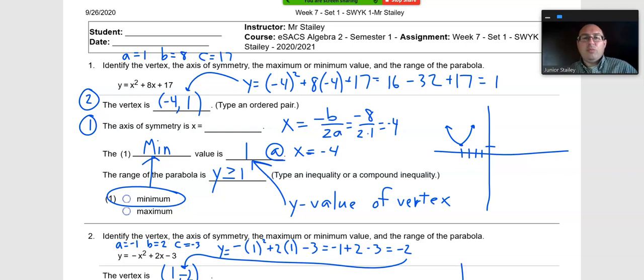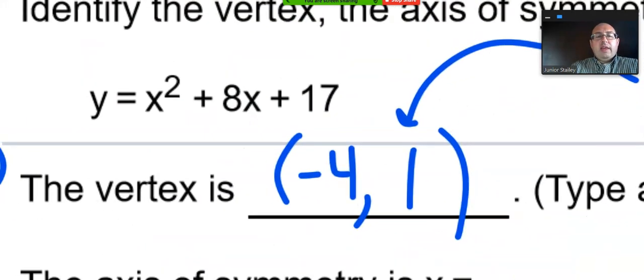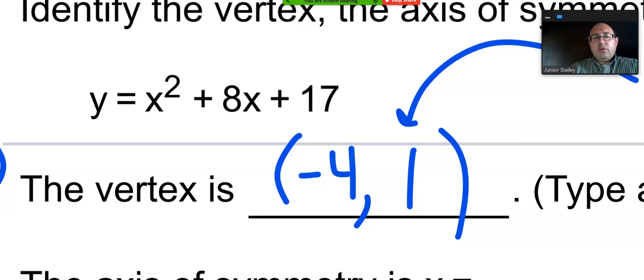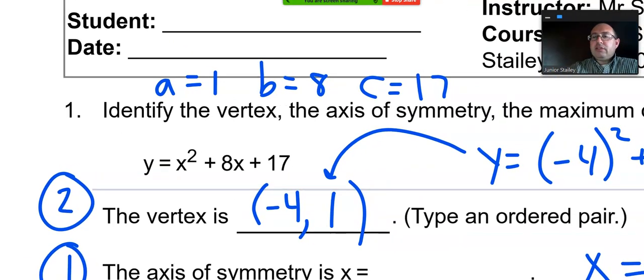All right, we're talking week 7, set 1, SWYK 1 notes here. And we're going to zoom in here, take a look at what we've got today. Well, we're starting with a parabola, right? But it's in standard form, ax squared plus bx plus c. So we know that a is 1. Obviously, that means we are opening up, right?